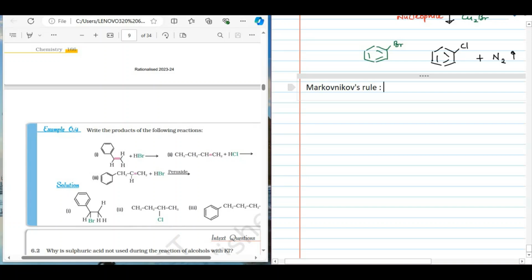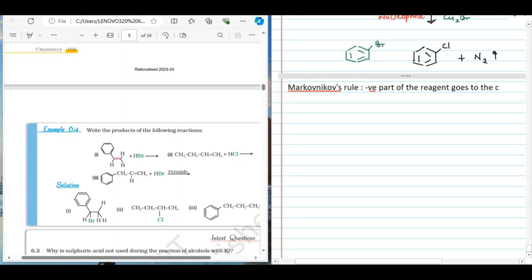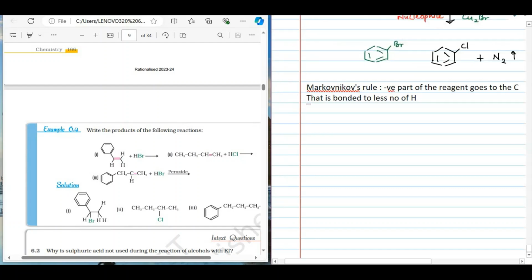According to Markovnikov rule, negative part of the reagent goes to the carbon that is bonded to less number of hydrogen. So this is the Markovnikov rule. So first of all, identify the negative part of the reagent. Here reagent is HBr. So H is positive and Br is negative. So negative part of the reagent is Br negative. Now check which carbon is bonded to less number of hydrogen.